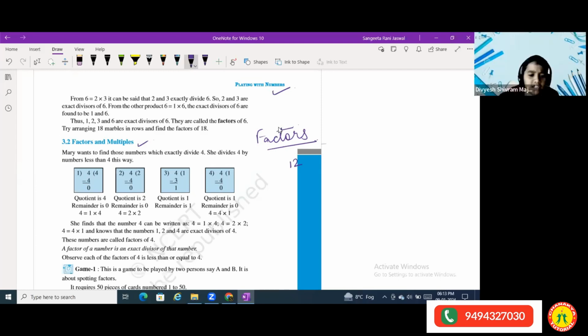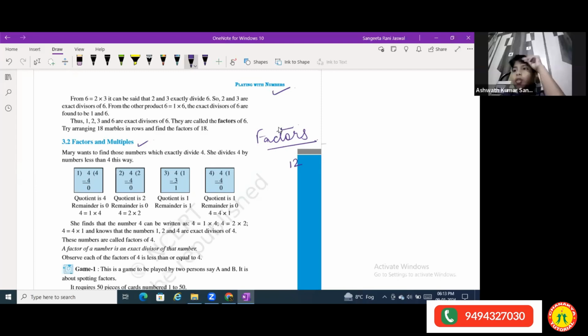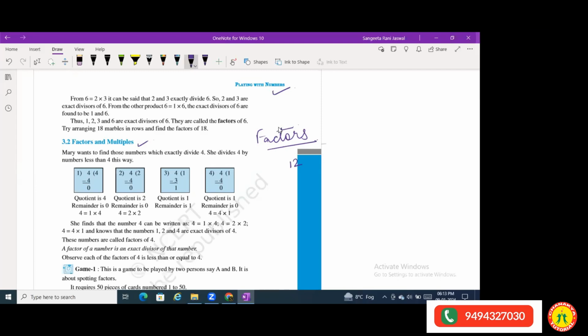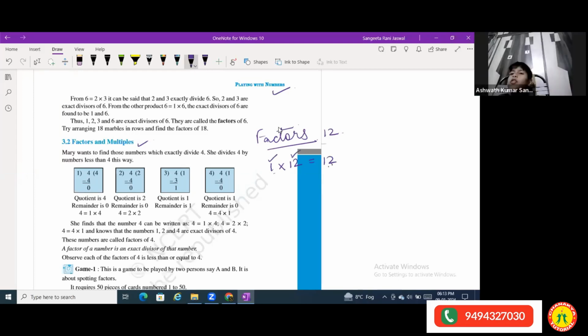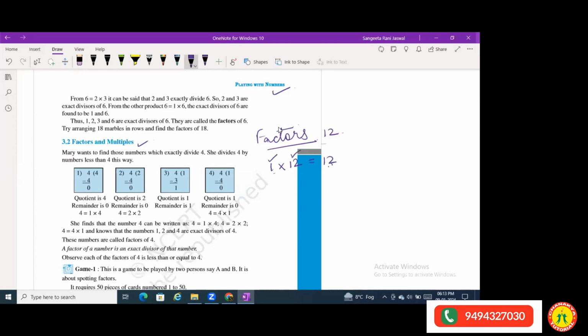Ma'am, prime factorization method. Yes, but first of all, I'm not jumping to prime factorization at once. First, see, if I multiply this number with 1, it will give me 12. That means 1 is a factor of 12 and 12 itself is a factor of 12. Ma'am, 2 into 6, 3 into 4. Yes, listen first. So 1 and the number itself are both factors of any number.